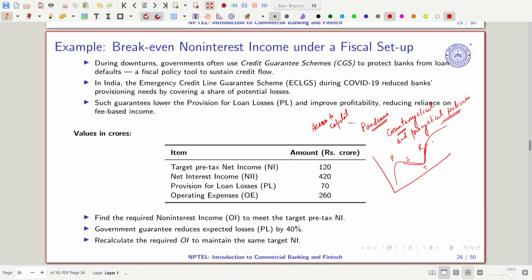Suppose you have been given the scenario that the target pre-tax net income is 120 crore, net interest income is 40 crore, provision for loan losses is this, and operating expense is 260 crore. Find the required non-interest income, because in order to calculate the burden, we need the non-interest income to meet the pre-tax net income. The government guarantee reduces expected loss by 40%. Recalculate the required non-interest income to maintain the same target net income.